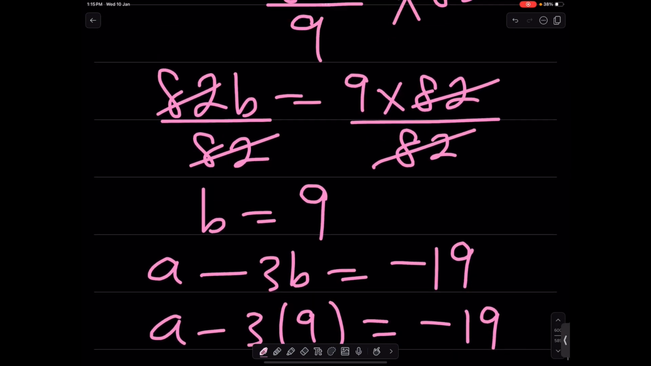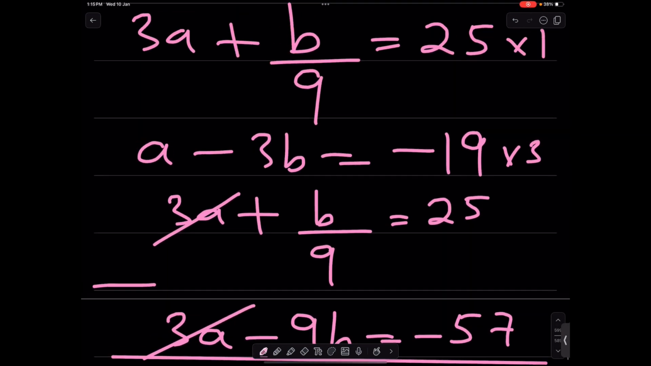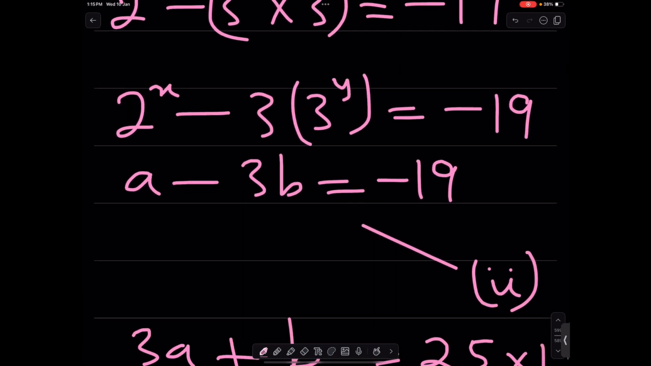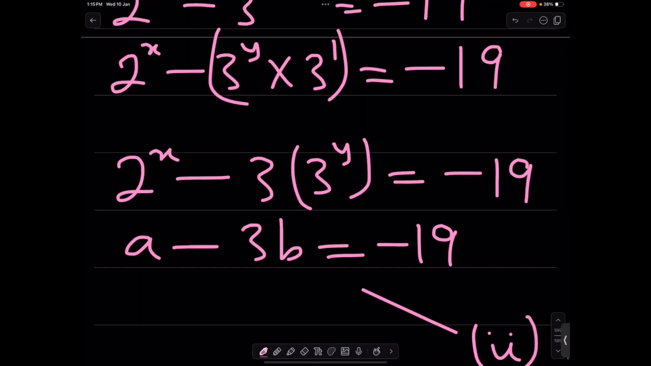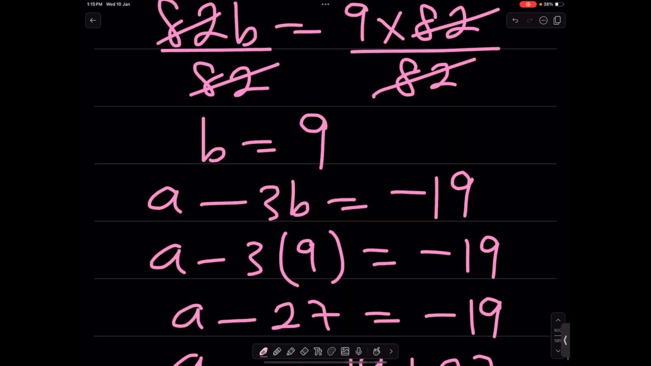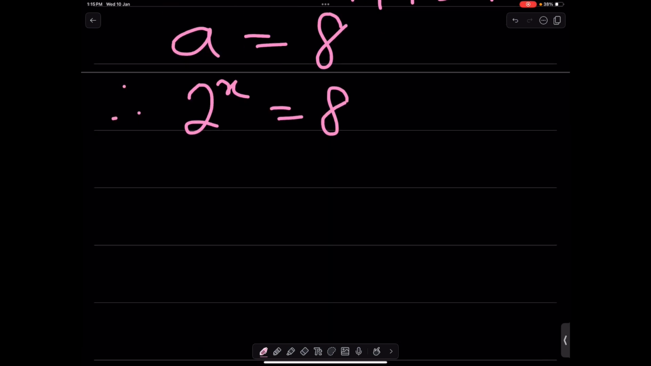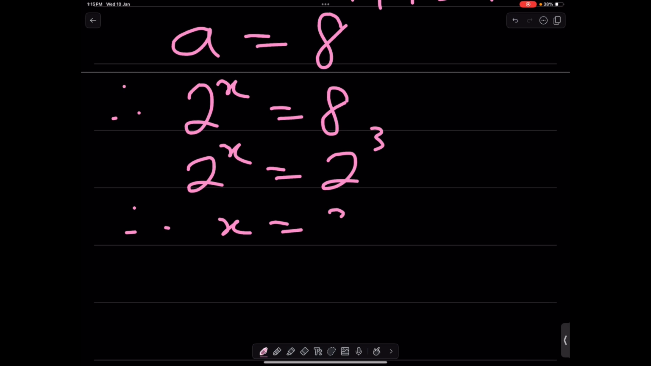And that therefore means, don't forget that a and b are not what we are supposed to find. We are supposed to find x and y, but we know that a is equal to 2 raised to power x, and b is equal to 3 raised to power y. So that simply means 2 raised to power x equals 8, which is the same as 2 raised to power x equals 2 raised to power 3, and that therefore means x equals 3.